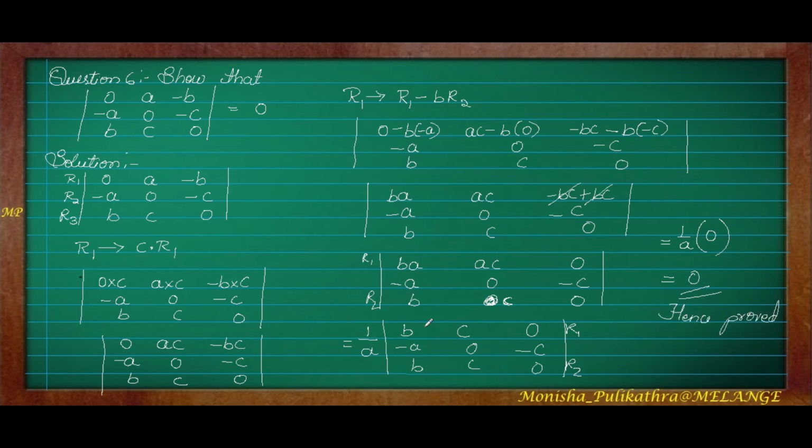You can use any method. It is not compulsory that the first and the third row should be equal. You can interchange any row or any column so that you prove this 0, keeping in mind the properties of determinants. According to the properties of the determinants itself, we have to solve the problem. I hope you understood.